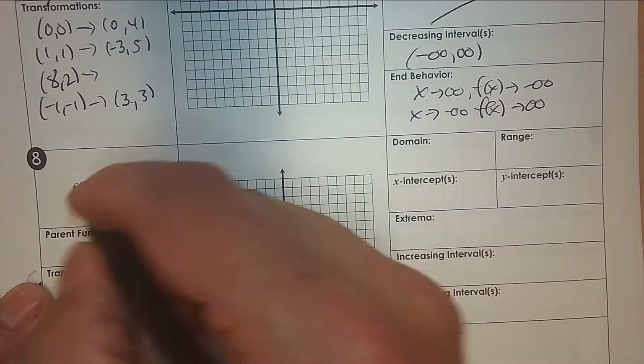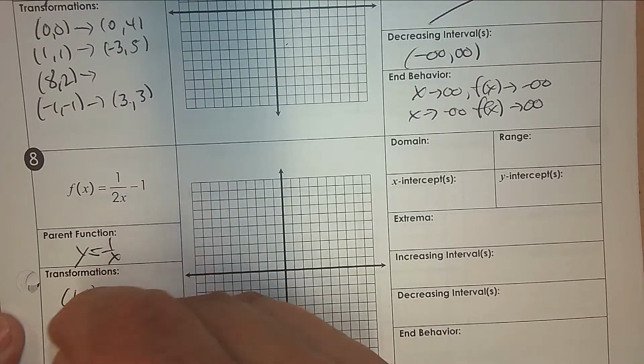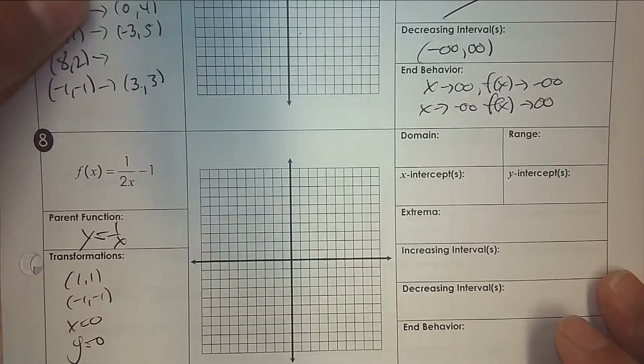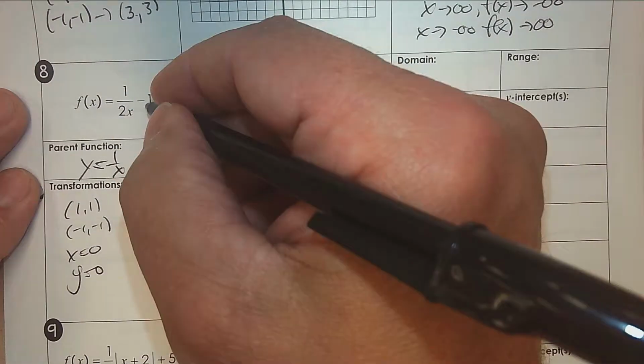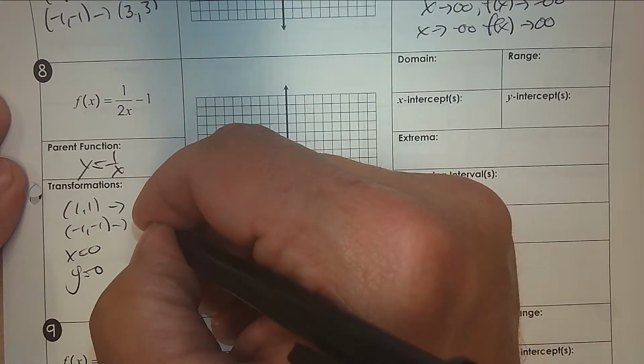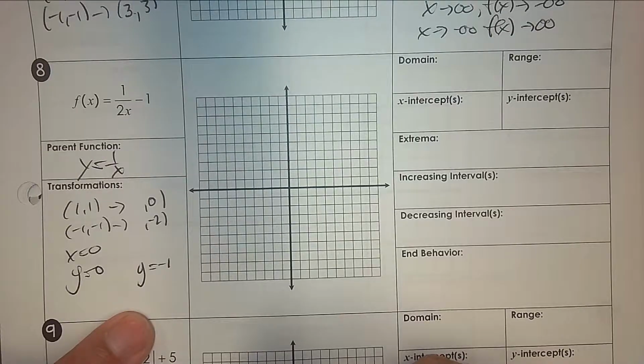Number 8. Parent function is the reciprocal, 1 over x. I'm going to put down the points 1, 1, -1, -1, and the asymptotes that go with it. What's happening here? So the -1 means it's being shifted down 1. So if you shift it down 1, what's going to happen? So that affects the asymptote as well.